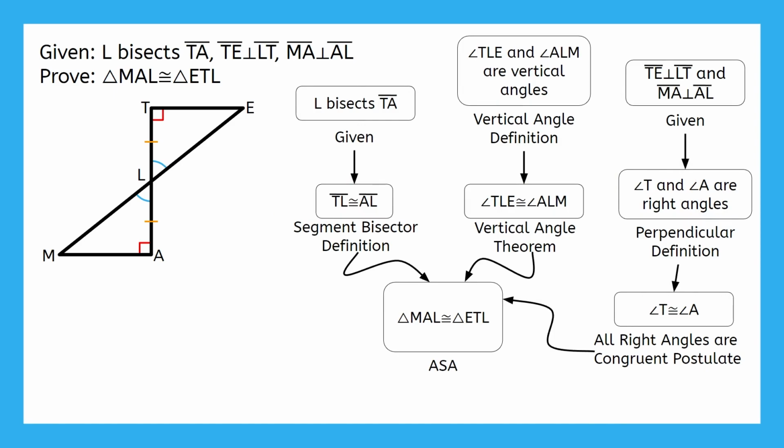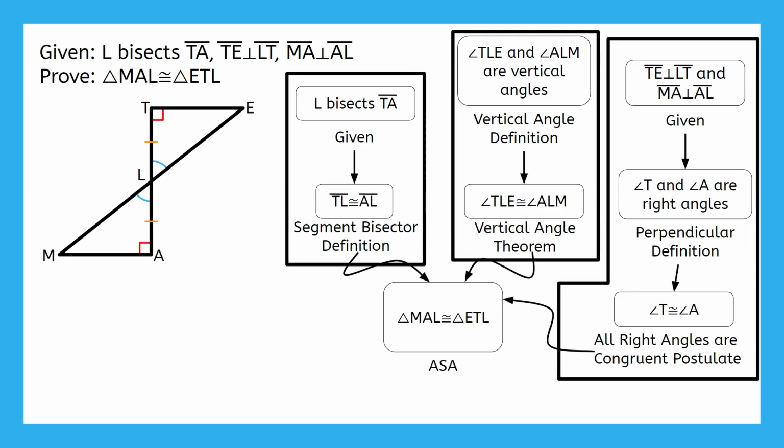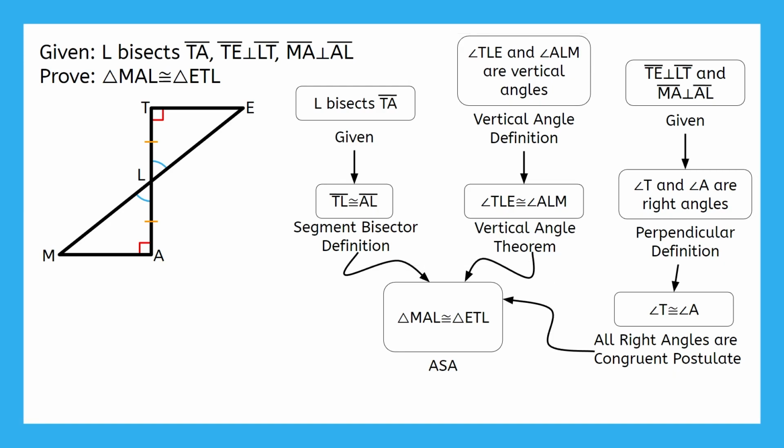Here's how I chose to organize my flowchart proof. Yours may look a little bit different, and that might be okay. It is possible to do it in as little as 8 steps. But if you had 9 or 10, that should still be fine. What's most important is that you should have 3 branches, one for each of the congruences that we need leading into the final statement that the triangles are congruent by ASA.